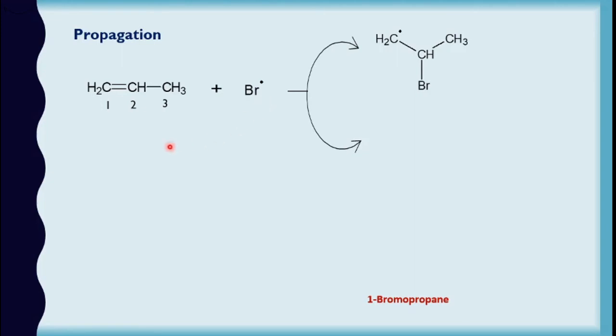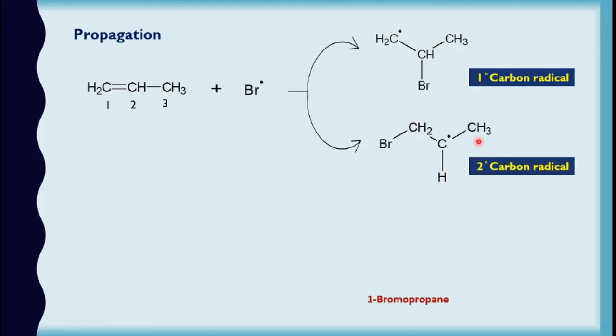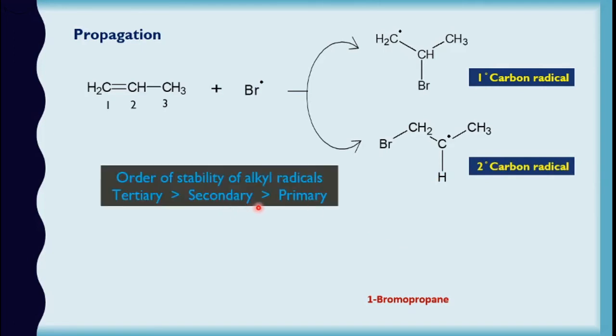If it gets attached to carbon 2, you get a new radical, and that is nothing but the primary carbon radical. And if the bromine radical gets attached to carbon 1, it will give rise to your secondary carbon radical. The stability of the secondary carbon radical is more than the primary carbon radical. So definitely this will be our major intermediate. As this is formed in excess, what will happen next?